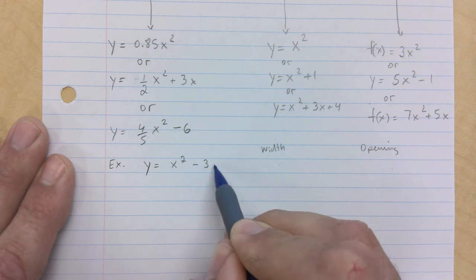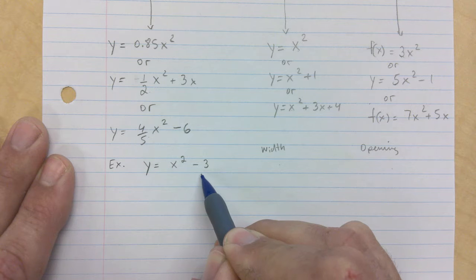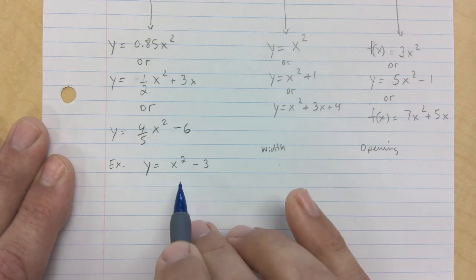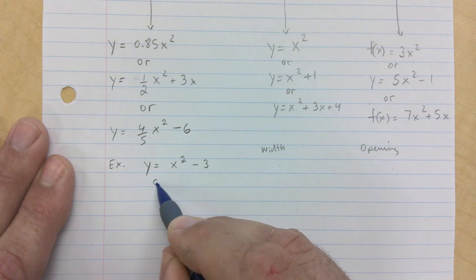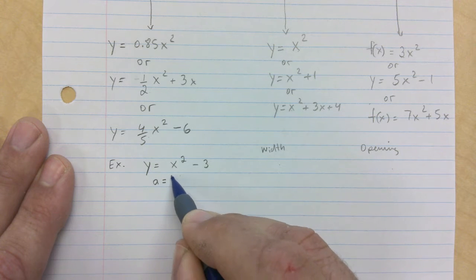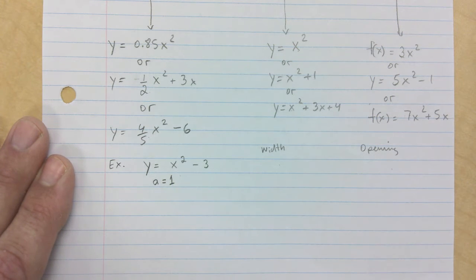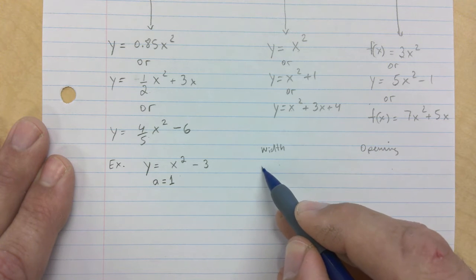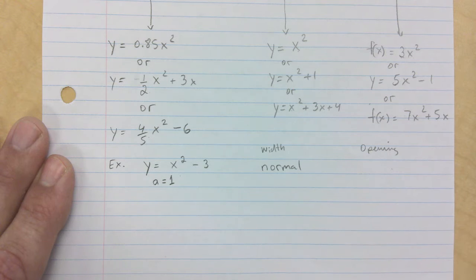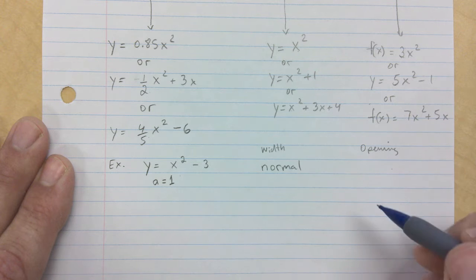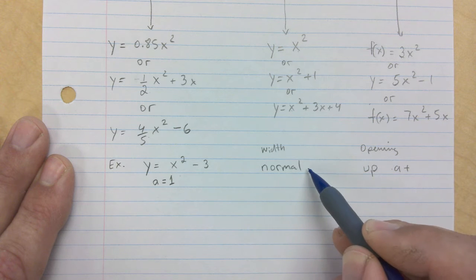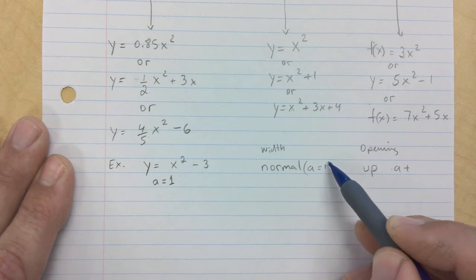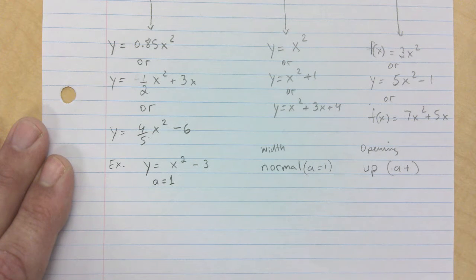Okay, so just a note. In this case, there's only an x squared term and a constant at the back. There's no x term, and that's fine. It's still a quadratic. We know that in front of the x squared term, that's our leading coefficient. So a in this case is equal to positive 1. So in terms of the width, this will just be a normal parabola, right? It won't be wide or narrow, it'll just be what we call normal. And opening, it will open up, because a is positive. Why is it normal? A is equal to 1. So that's my explanation here as to why that is.